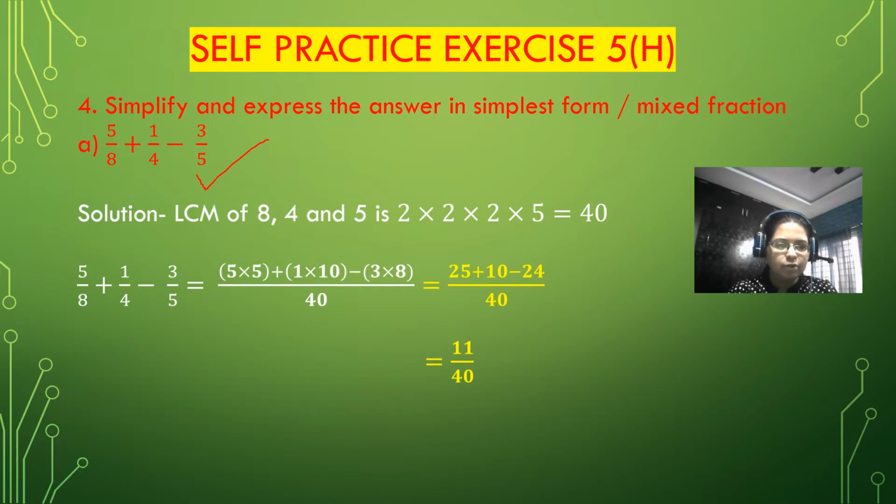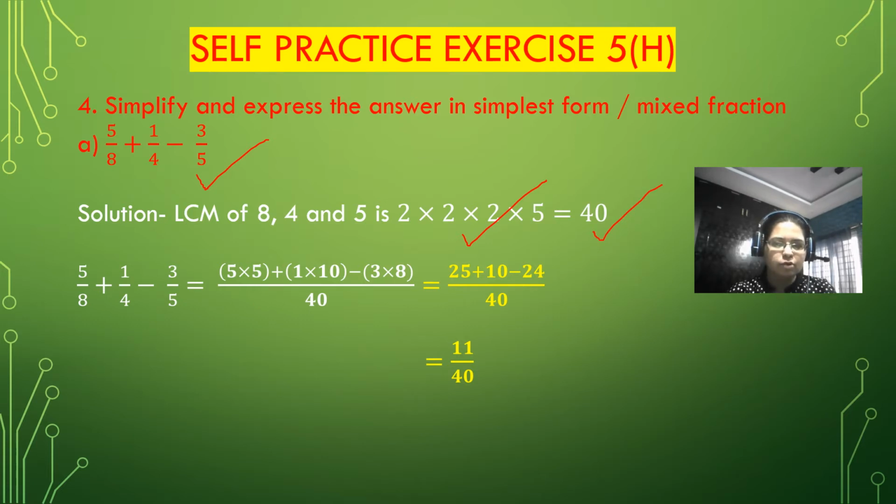We know prime factorization of 8 is 2 multiplied with 2 multiplied with 2 and prime factorization of 4 is 2 multiplied with 2 and prime factorization of 5 is 5. So LCM of 8, 4 and 5 is 2 multiplied with 2 multiplied with 2 multiplied with 5, that is equal to 40. So LCM of 8, 4 and 5 is 40.